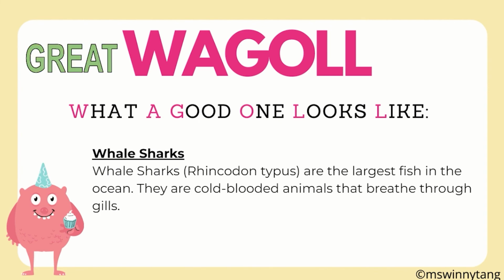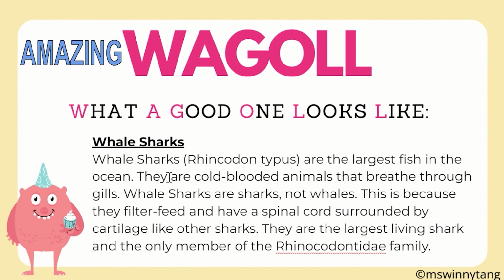This is what a great introduction looks like. So whale sharks are the largest fish in the ocean. They are cold-blooded animals that breathe through gills. So here you can see that you've added in some more description. You've got some more details about the classification in here as well. So this is what makes a great introduction. And then this is what an amazing one looks like. So this is the one that we wrote, and it's amazing because we've used a lot of description. We've given some more details, and we've expanded on what we were talking about. So there you go. And that's what a good, great, and amazing introduction looks like.